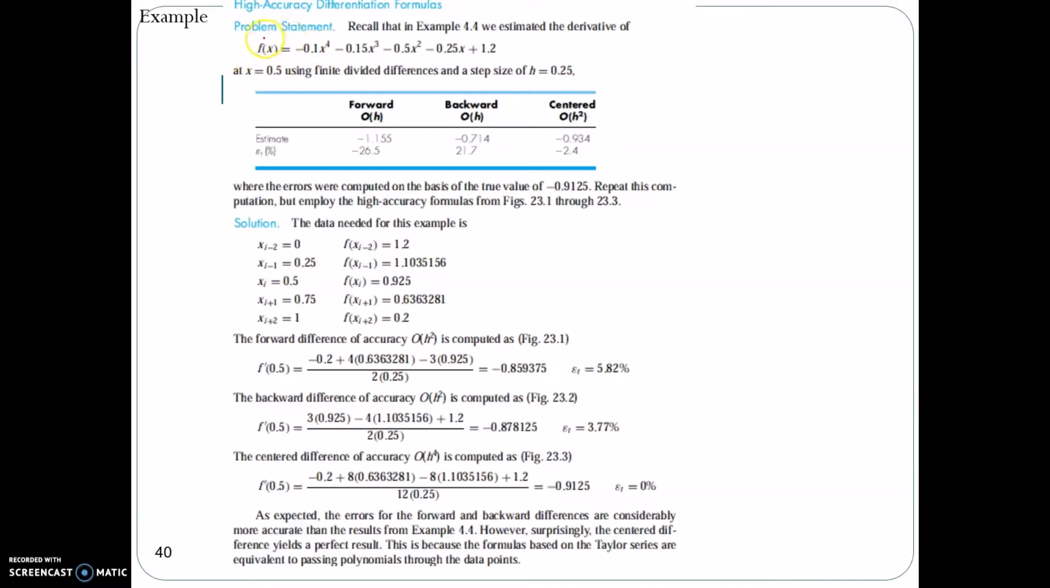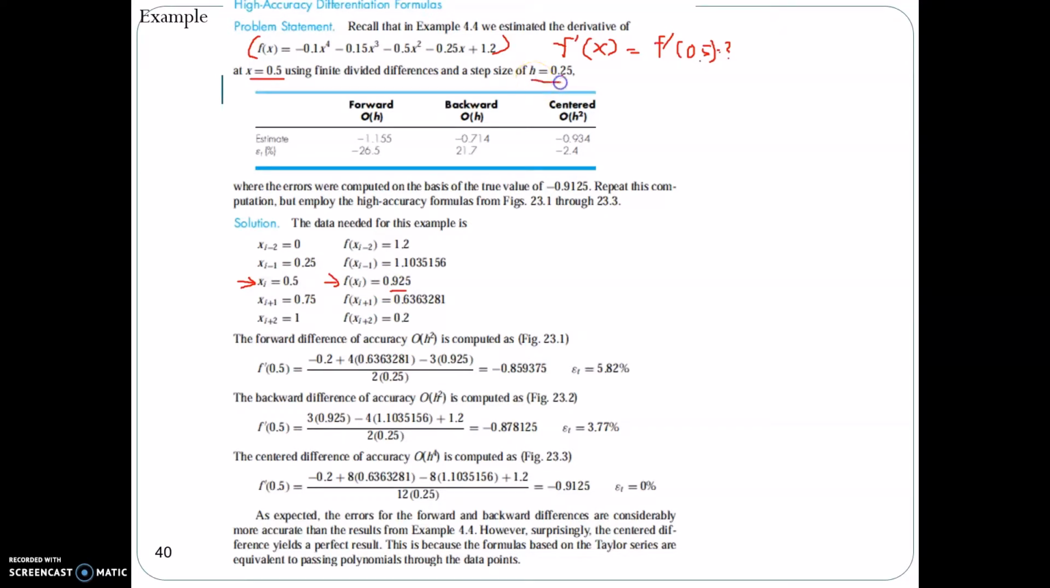Let's try with this example. So you have the same f(x) function as the previous example, and you want to find the f prime(x) when x is equal to 0.5. So you want to find the first derivative when x is equal to 0.5. Therefore, we let x_i equal to 0.5. Substitute 0.5 into this function, then you can obtain f(0.5) equal to this answer.